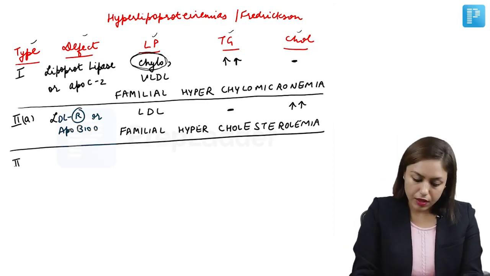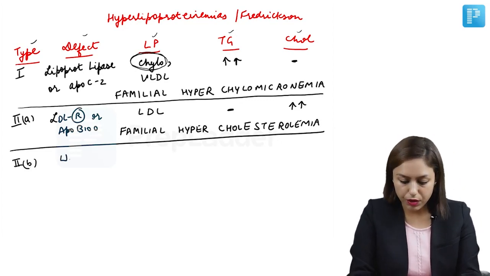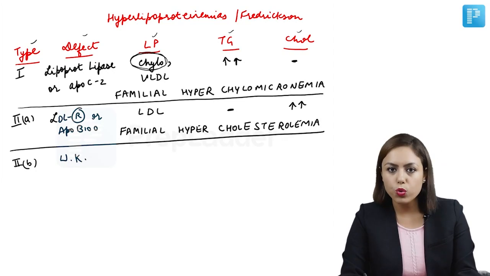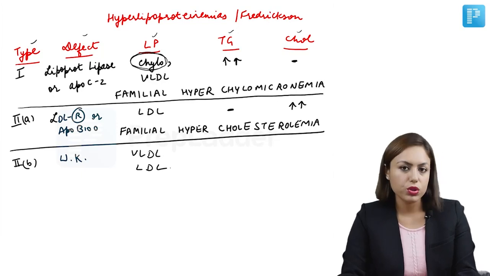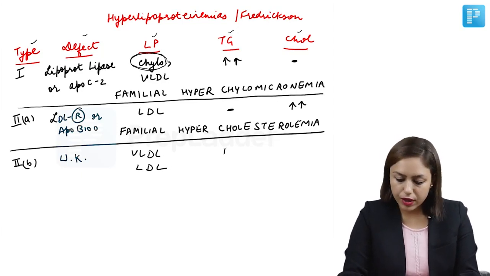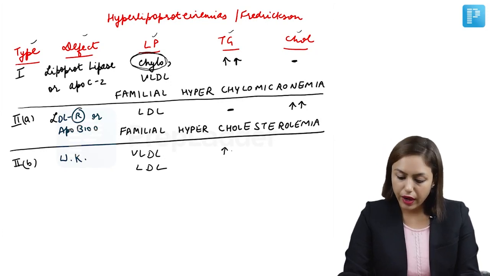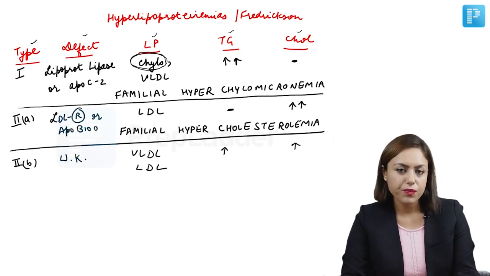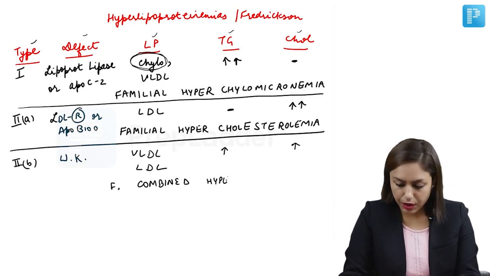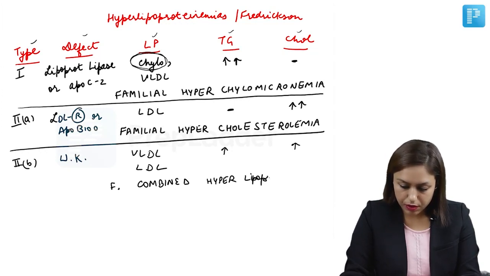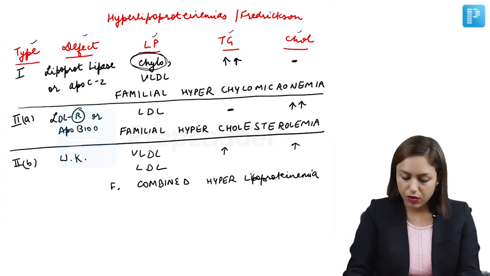Right? Then type 2B. In type 2B, the defect is unknown. We don't know the defect, but the lipoproteins increased are VLDL and LDL both, right? Now VLDL has triglyceride, so triglyceride increases. LDL has cholesterol, so cholesterol increases. So because both triglyceride and cholesterol are increased, it is known as familial combined hyperlipoproteinemia. Okay, familial combined hyperlipoproteinemia, right?